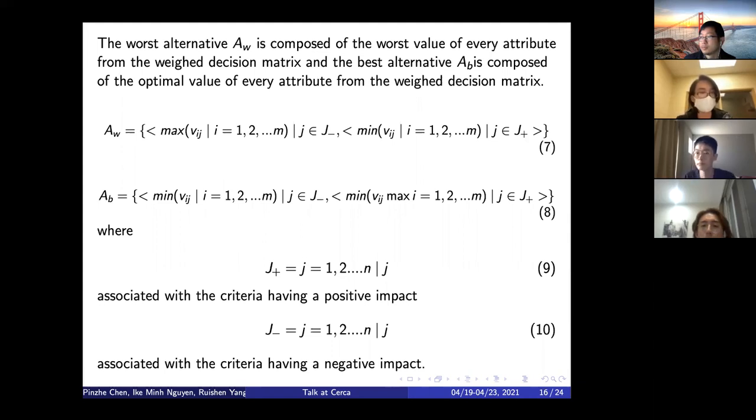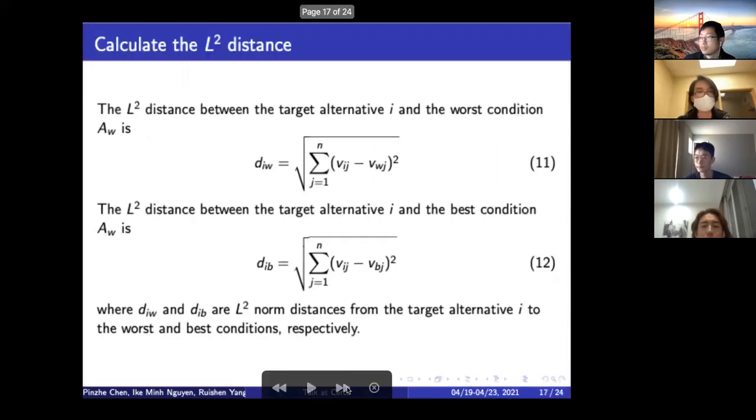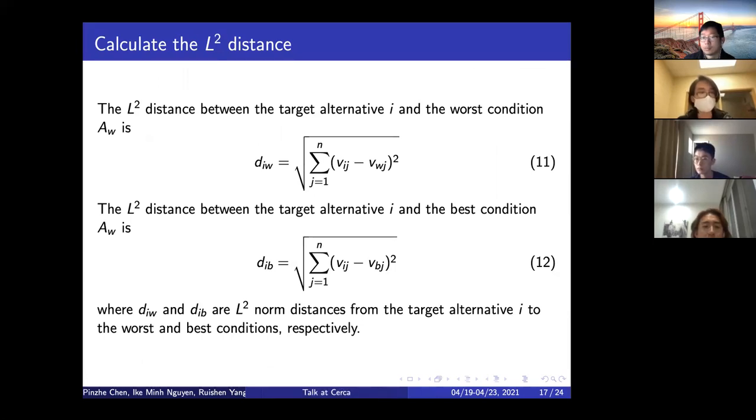AB and AW will be our temporary most ideal and poorest conditions for each criterion, and we will measure the differences between AB and AW and all the values of the same criterion, which we also call the L2 norm distances. Using the two formulas presented in the slide, we should be able to compute DiW, the difference between the worst condition and the ith country's condition of an index, and DiB, the difference between the best condition and the ith country's condition of an index.